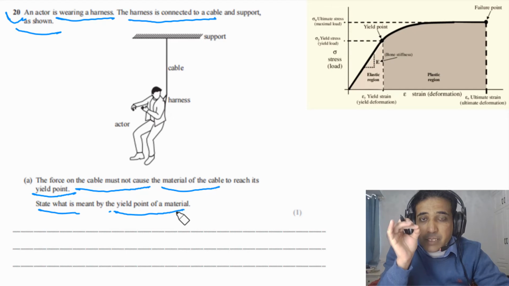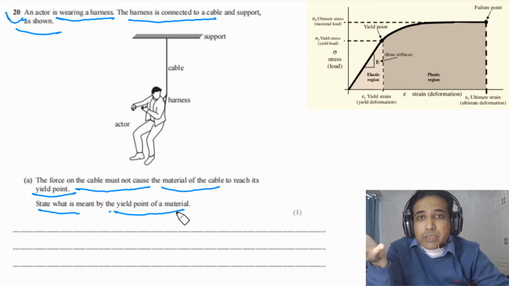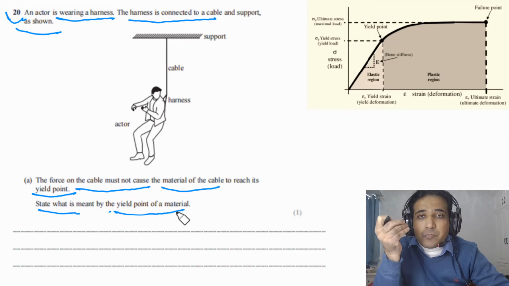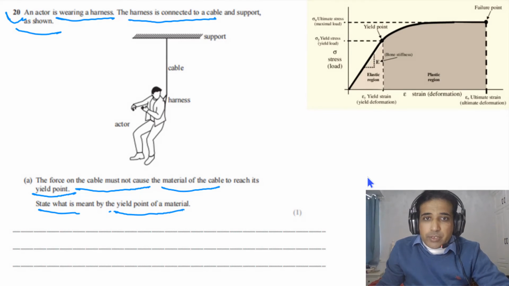Yield point is a point at which there is a large increase in strain with a small increase in stress. Or simply we can say yield point is a point at which there is a sudden increase in plastic deformation, or a large plastic deformation. Yield point is very important when we manufacture or design something, so the safety factor is linked with the yield point of a material.